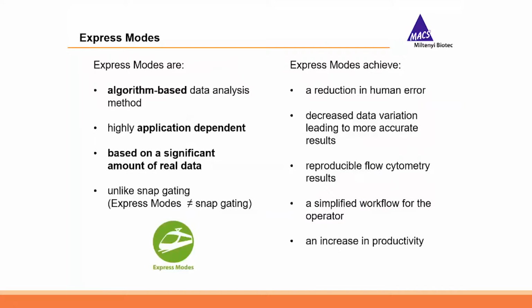And unlike snap gating, express modes use population statistics and logic for the gating process and not just central tendencies only. The goal of the express modes is to reduce human error from gating between users or between sites, to decrease the data variation, which in the end is going to give you more accurate results, of course, to deliver the reproducibility, and to provide a really simplified workflow for the operator, and in the end increase productivity, but also measurement assurance.